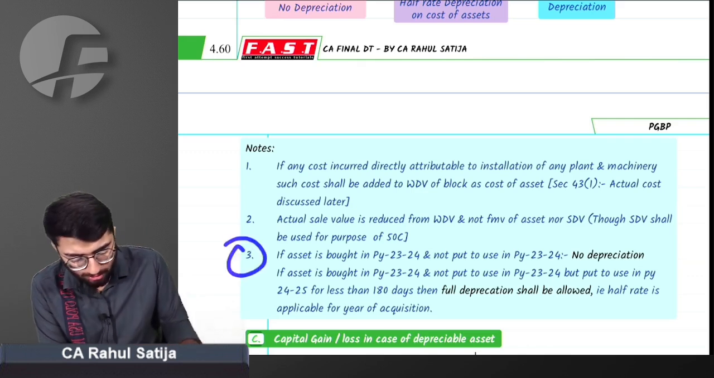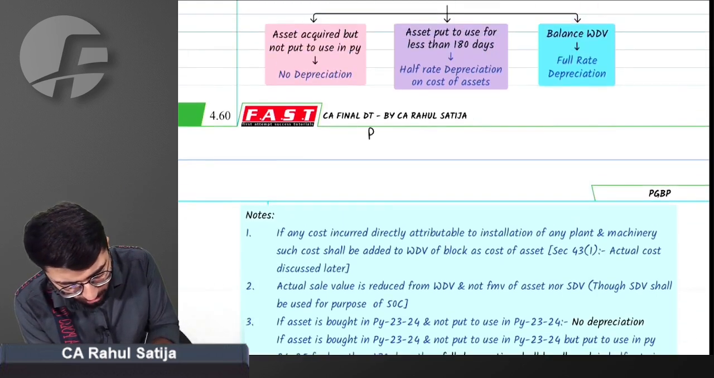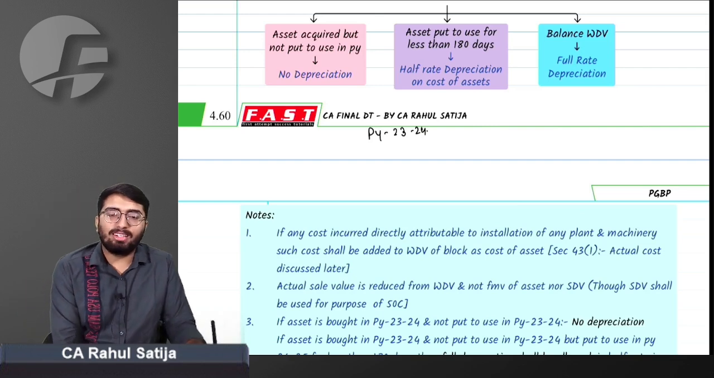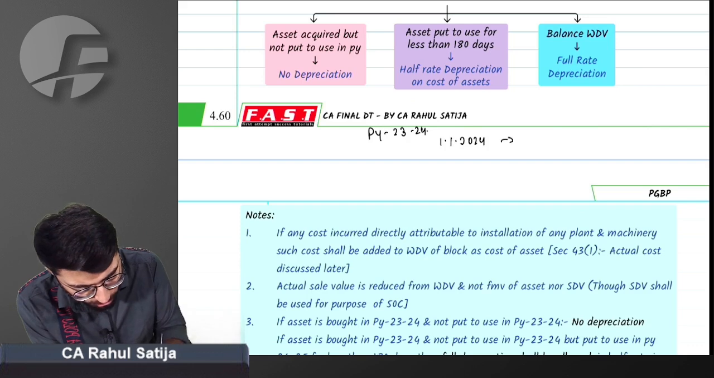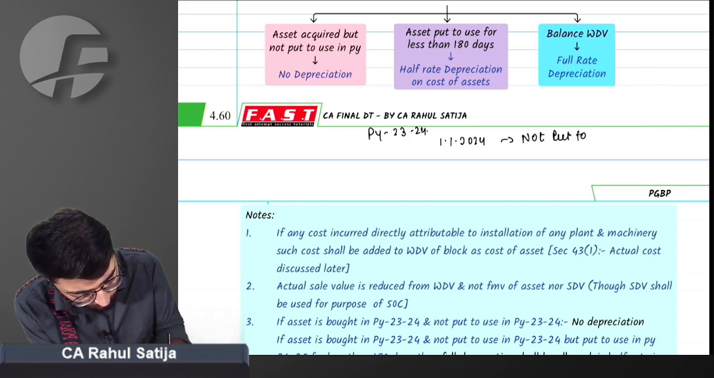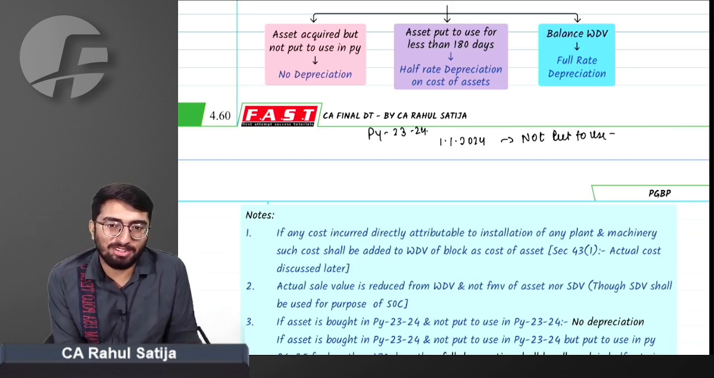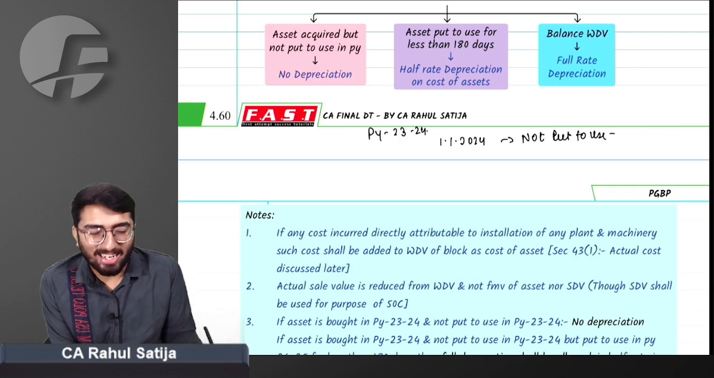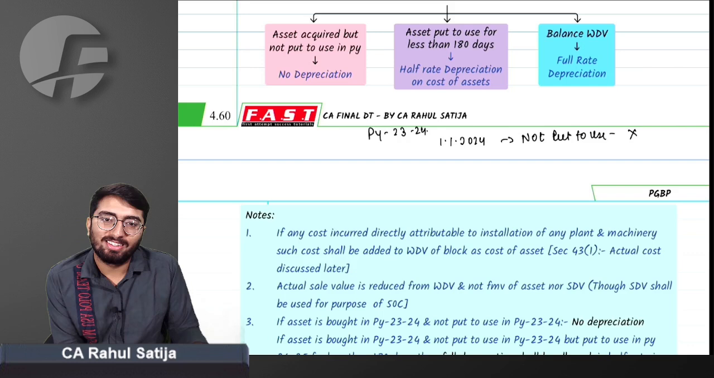And last, the most important point, I want you all to focus on this example. For example, I bought an asset in previous year 23-24. Sir, I bought that asset on 1st January 2024 and did not put it to use. Now tell me whether depreciation will be allowed on those assets. Right answer is, sir, since you did not put the asset to use, no depreciation will be allowed.